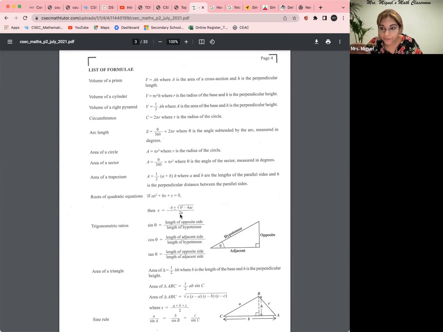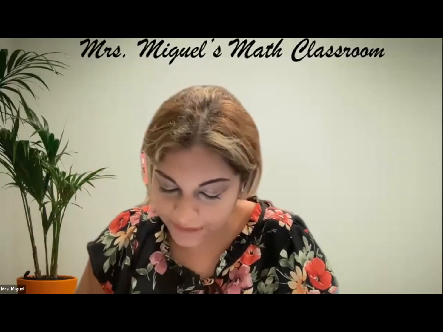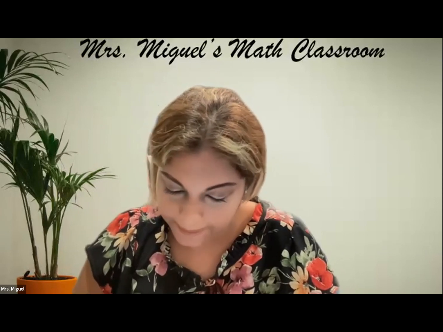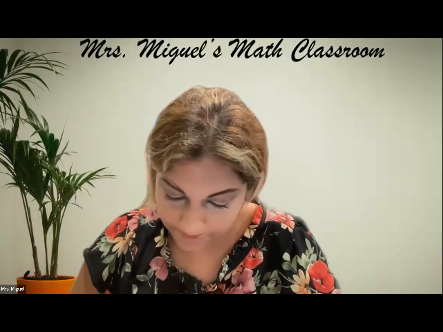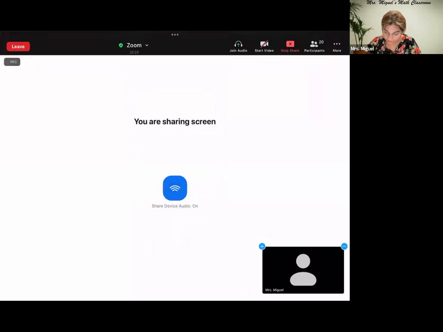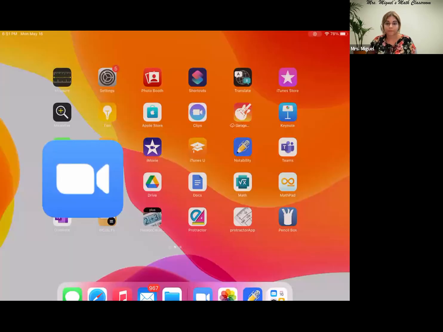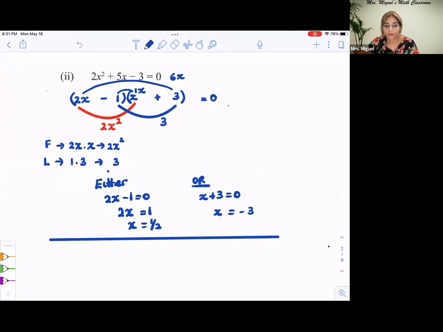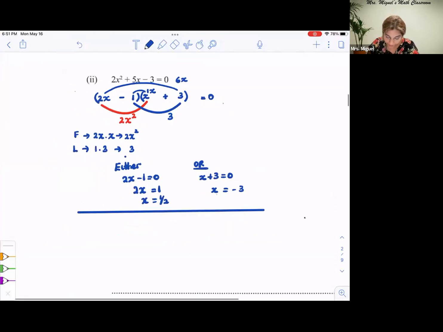So if you cannot factorize, all hope isn't lost. You don't even have to learn the formula. The formula is given to you in the front cover of the booklet. So let us apply this formula. All right, so let's see. So we have this equation.